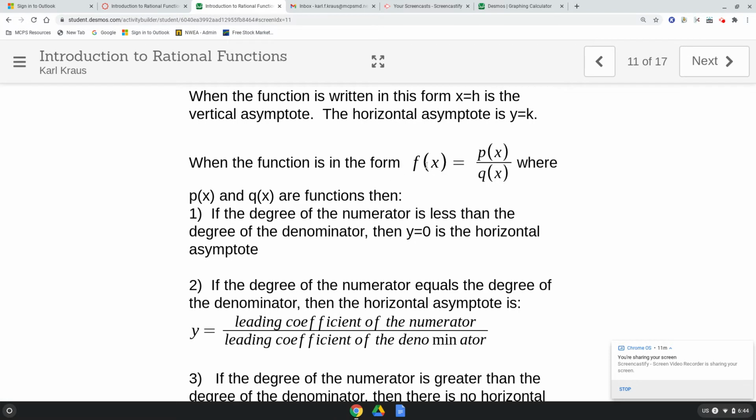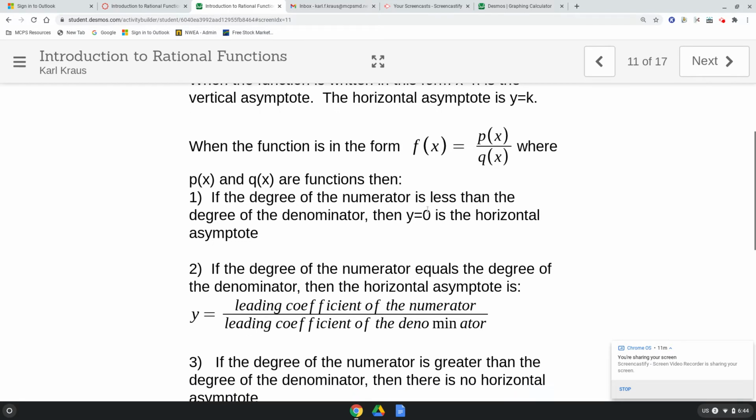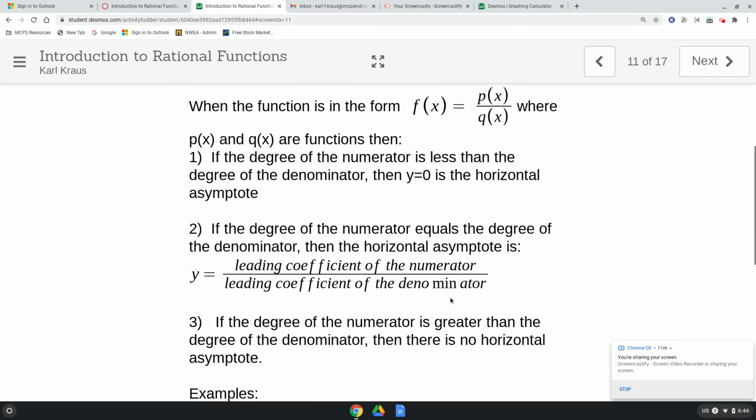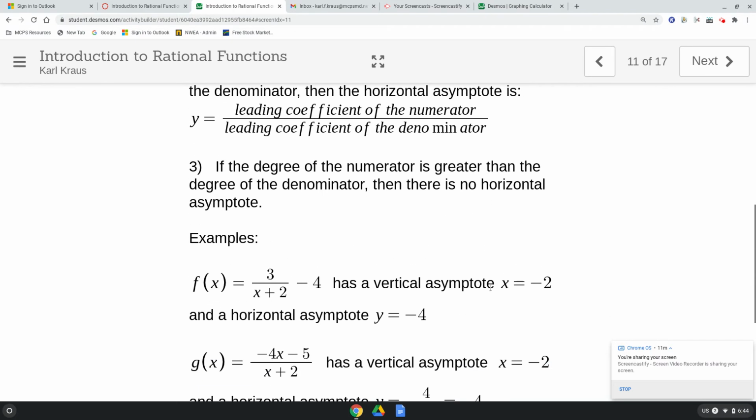When the function is of the form f of x equal p of x over q of x, where p of x and q of x are polynomial functions, if the degree of the numerator is less than the degree of the denominator, then y equals 0 is the horizontal asymptote. If the degree of the numerator equals the degree of the denominator, then the horizontal asymptote is y equal the leading coefficient of the numerator over the leading coefficient of the denominator. If the degree of the numerator is greater than the degree of the denominator, there's no horizontal asymptote.